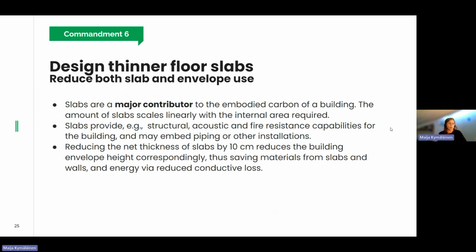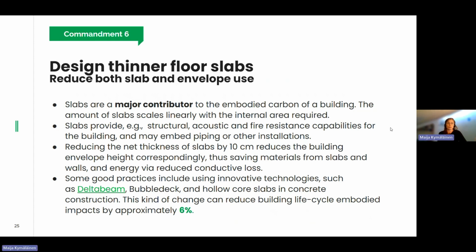But if we manage to reduce the net thickness of slabs, for example here by 10 centimeters, it reduces the building envelope height correspondingly. So it saves materials from both slabs and walls, and also it saves energy because the conductive loss via the walls is minimized. So if we are looking at some of the innovative technologies that we could use, we have, for example, this delta beam, bubble deck, different kinds of hollow core slabs that incorporate airspace within the slab. So these kinds of changes can reduce the building life cycle embodied impacts by approximately 6% in our case.